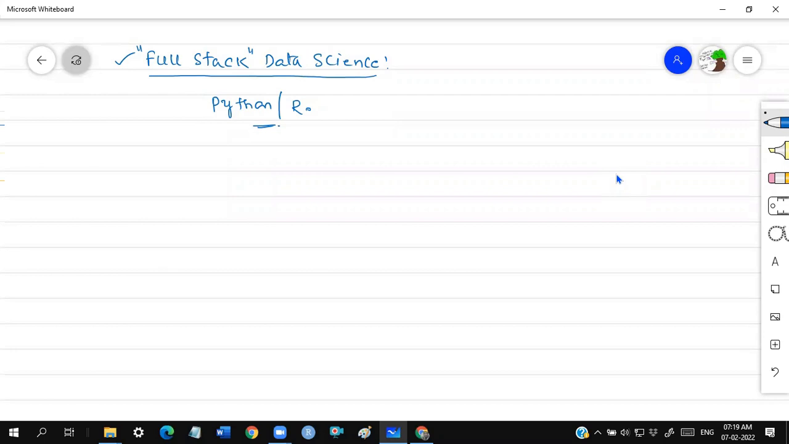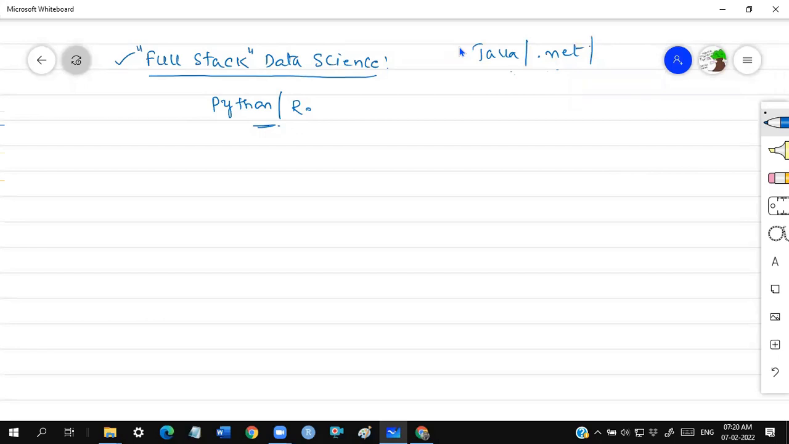and R. Sir, why not Java? Why not .NET? Or why not some other languages? Because these languages do not provide that much support for the techniques we require in our data science. Data science requires a lot of technologies, guys. A lot of techniques are required, actually.